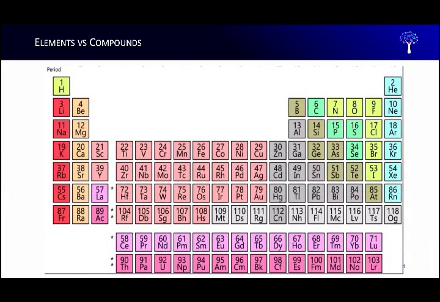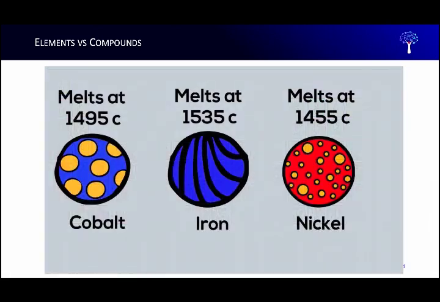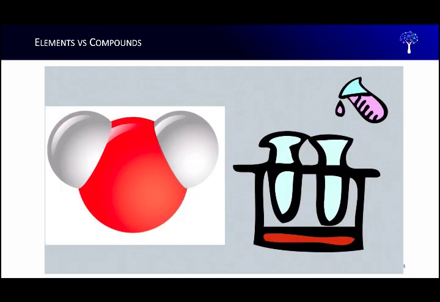The elements are arranged in the periodic table based on their number of protons. For example, if we look at sodium, it has 11 protons, potassium has 19 protons. The number of protons in an element is always the same. Each element has also a unique set of properties, for example, the melting point over here.